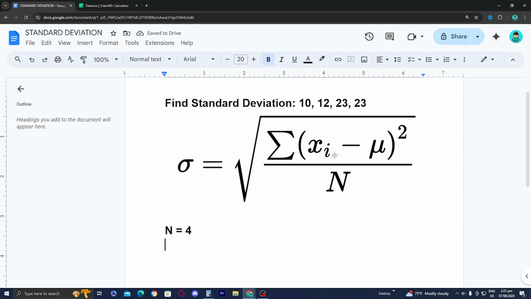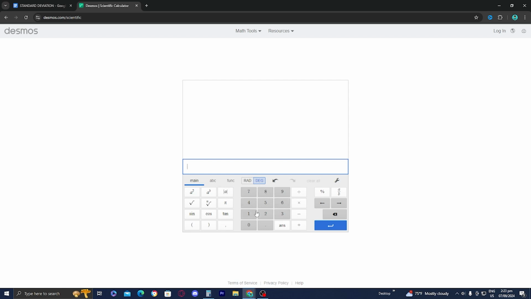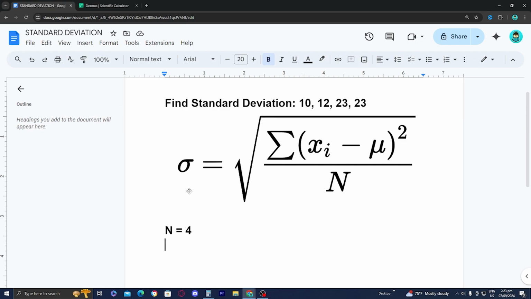The next thing we need to do is calculate the average of all of our numbers right over here. So I'm going to go ahead and go to my scientific calculator, and I'm going to start off by including a parentheses. Then I'm going to be doing 10 plus 12 plus 23 plus 23. Then I'm going to be closing that parentheses and then divide it by the number of numbers in the set. So I know that's kind of a mouthful, but notice how there are 4 numbers. So we need to go ahead and divide it by 4. Then we got 17. So that means average equals 17.